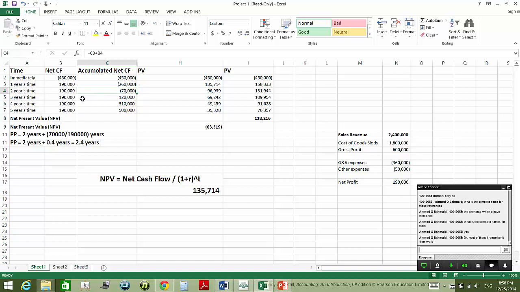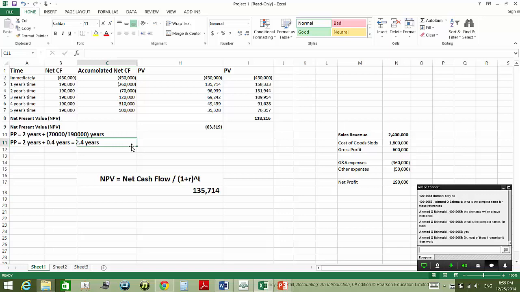So this is related, but please be careful. This is a very important topic, and you need to know exactly how you can find the payback period and the net present value. So you need to practice. I will send you this Excel sheet, and you try to see how I found this one and this one.